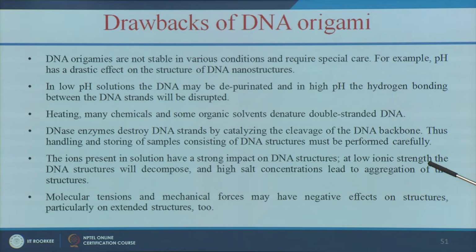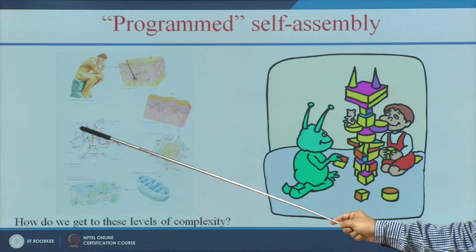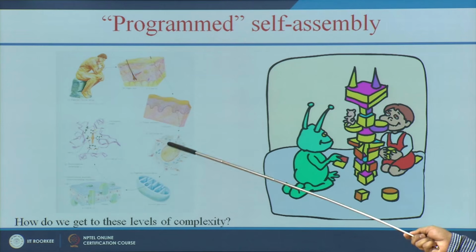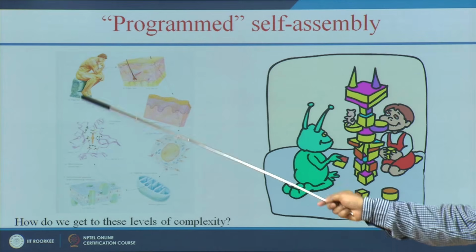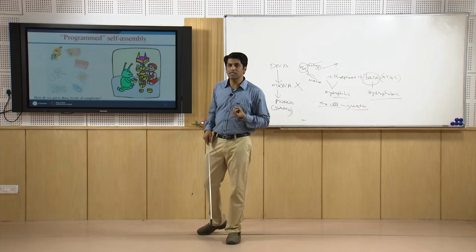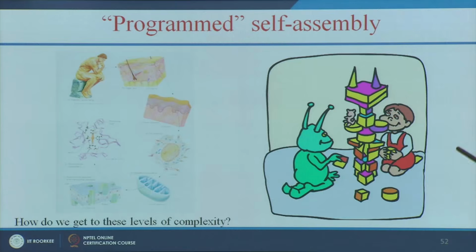At low ionic strength the DNA structures will decompose, and high salt concentration leads to aggregation of the structures, and also molecular tensions and mechanical forces have negative effects on the structures. We are also an example of programmed self assembly. If you see, we originate from simple atoms; atoms combine and form cells, cells combine and form tissues, tissues combine and form organs, and organs combine and form the complete body. So if we understand self assembly, we can also make such complex structures and nanoscale devices, but our understanding of self assembly is still at an elementary level.